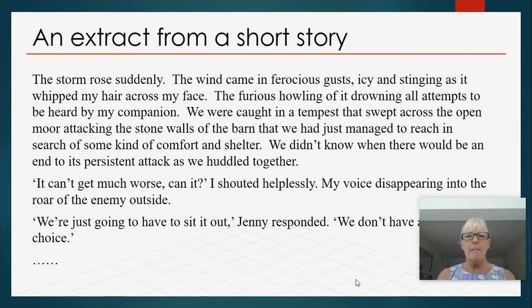The storm rose suddenly. The wind came in ferocious gusts, icy and stinging as it whipped my hair across my face. The furious howling of it drowning all attempts to be heard by my companion. We were caught in a tempest that swept across the open moor, attacking the stone walls of the barn that we had just managed to reach in search of some kind of comfort and shelter. We didn't know when there would be an end to its persistent attack as we huddled together.